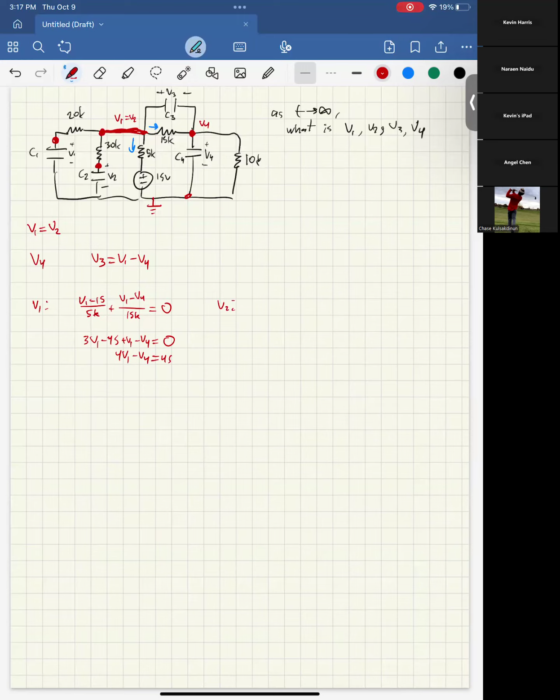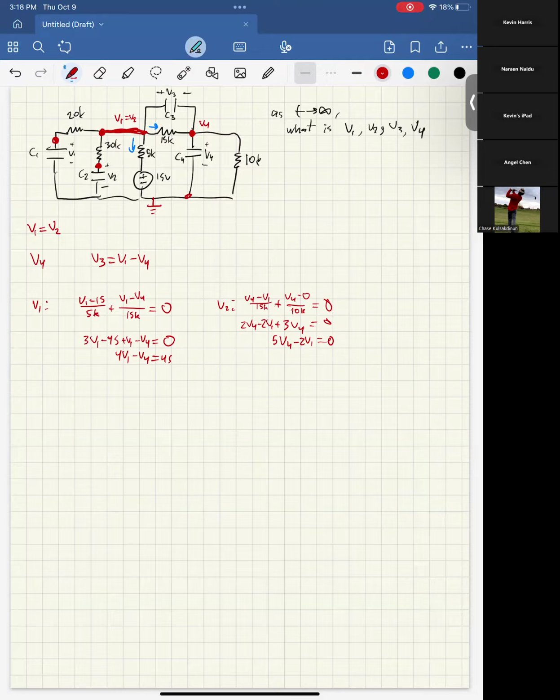And then at V2, we're going to have (V4 minus V1) over 15K. That's the same one we've already looked at. And then the other one is going to be (V4 minus 0) over 10K equals 0. Multiply by 30K. Then we have 2V4 minus 2V1 plus 3V4 equals 0, and that'll turn into 5V4 minus 2V1 equals 0.